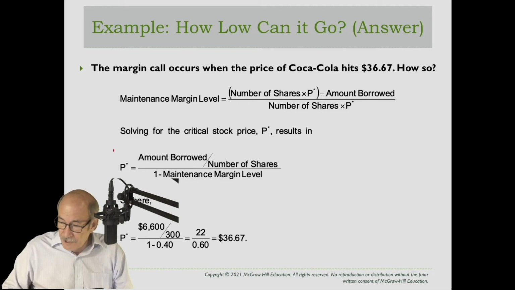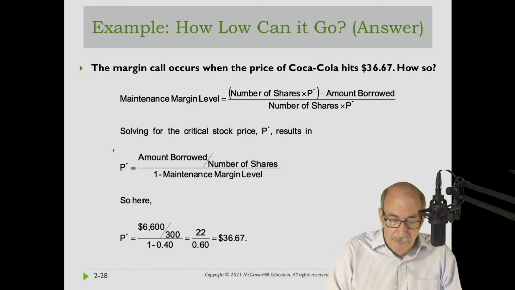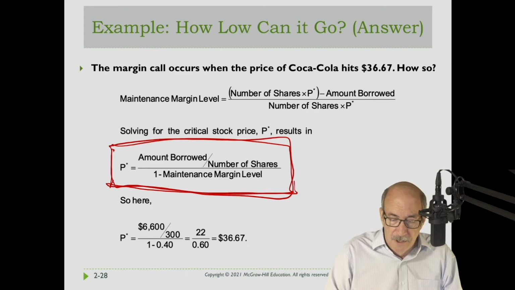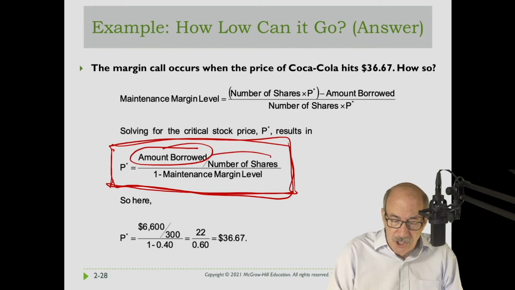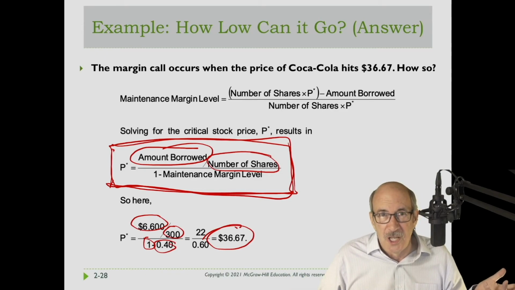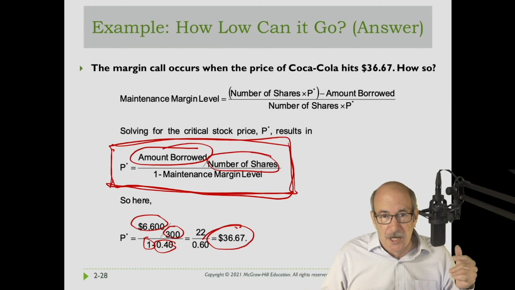And right here, in fact, let me just move over to the right. This is the formula. So how much did we borrow? In this case, 6,600. How many shares are in the position? 300, all right? And then 1 minus the maintenance margin in decimal terms. Do the math. We come up with a price of 36.67. That's the easy way. Not a lot of intuition there, but plug and chug, boom, you get an answer.